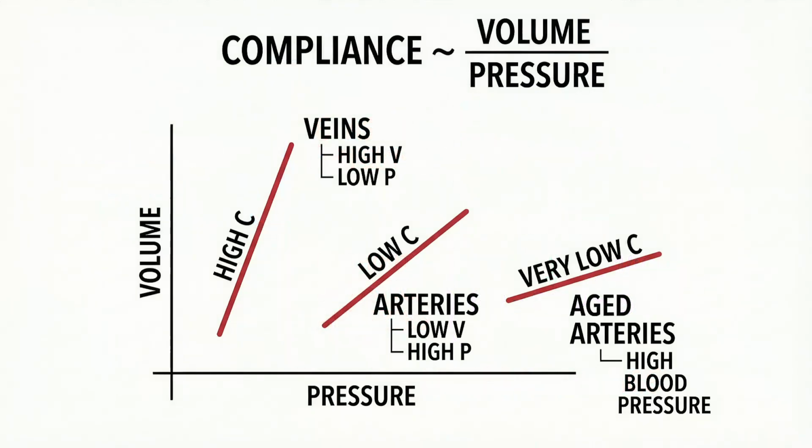Alright, as a quick recap, compliance refers to the volume of blood a vessel can hold at a certain pressure, and this is related to distensibility. Arteries are low-volume vessels, high pressure, and therefore have low compliance, and veins are high-volume vessels, low pressure, meaning they have high compliance. Aged arteries become much less compliant, leading to higher blood pressure in the elderly.